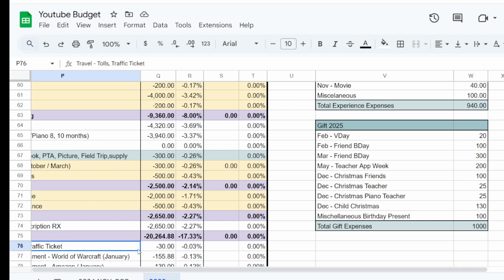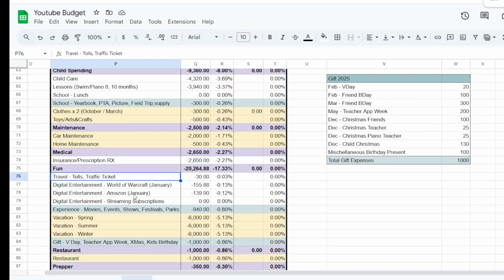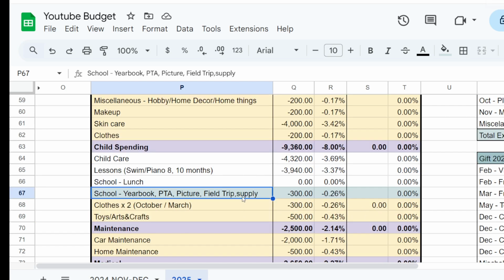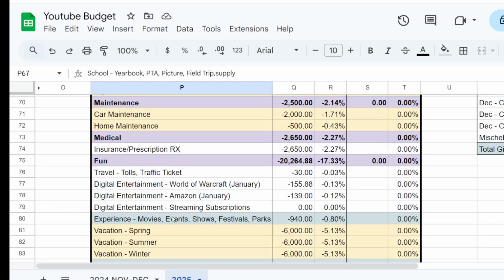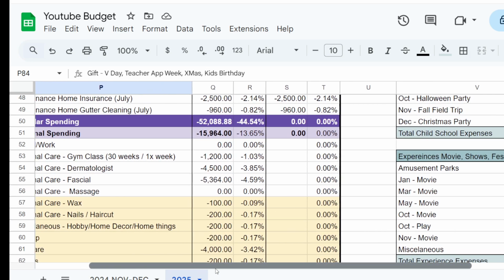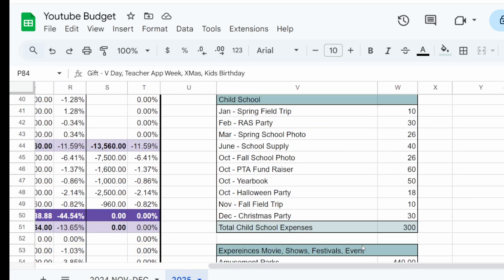Or if I do go over budget, I just make sure that I readjust this whole yearly income and make sure that I have enough money for the year. So here we have school, experience, and gifts. Those three categories are here.